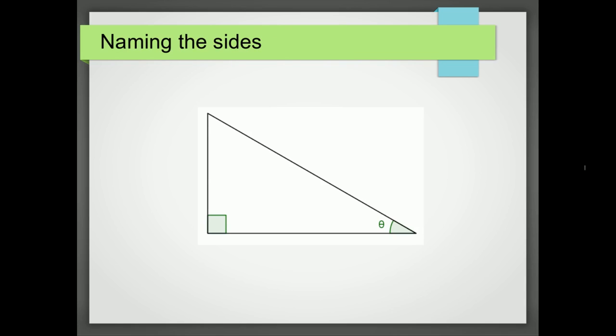We have to give the sides certain names which are dependent on where the right angle is and where the angle that we are working with is given. So the right angle always points to, or is always opposite, the hypotenuse. The next side we label is the opposite side, which is opposite the angle that we're interested in, whether we've got that angle or we're trying to find it. And the third side is the adjacent, and that is the side which is between the two angles, or next to the given angle.